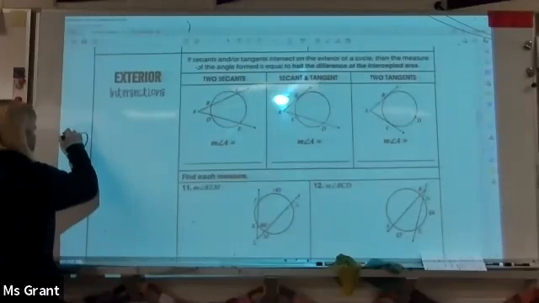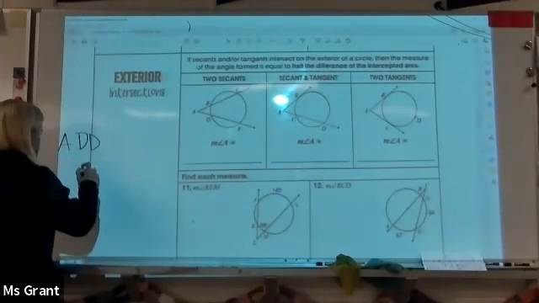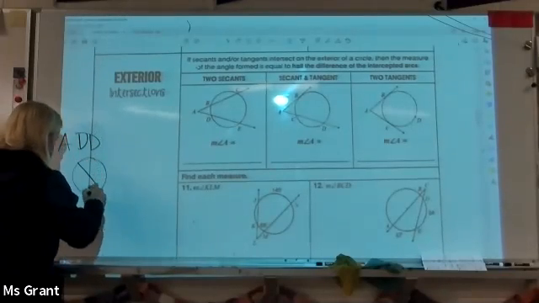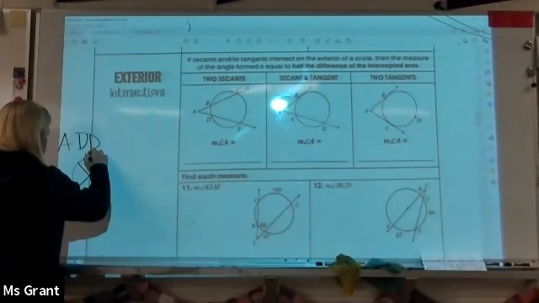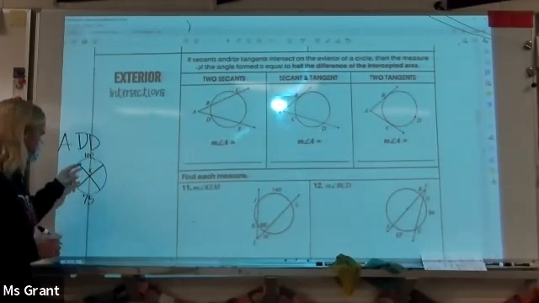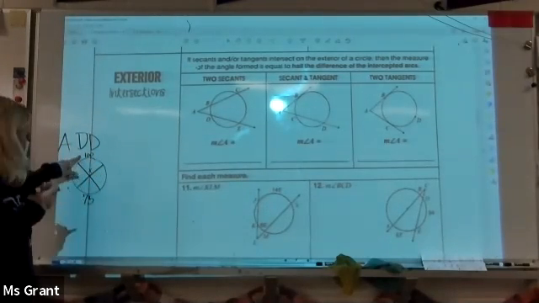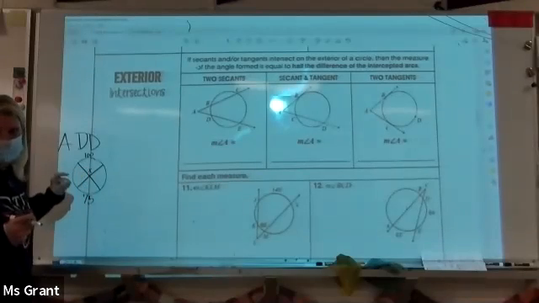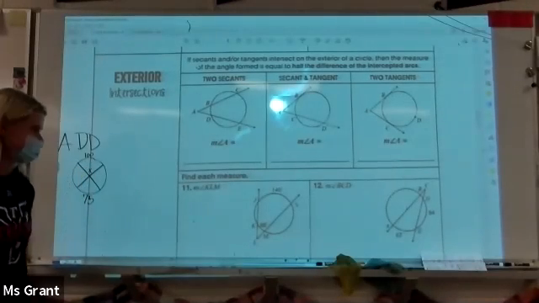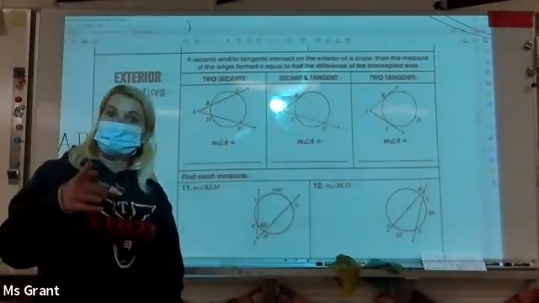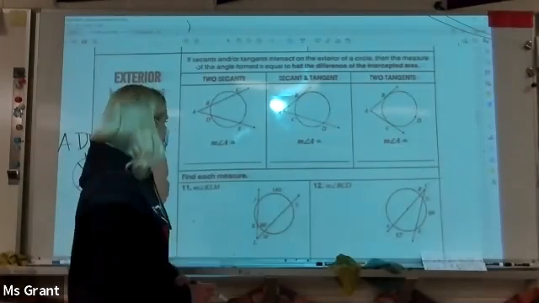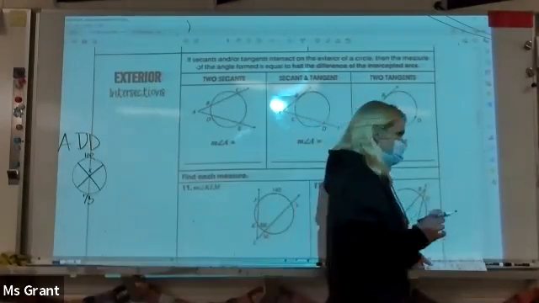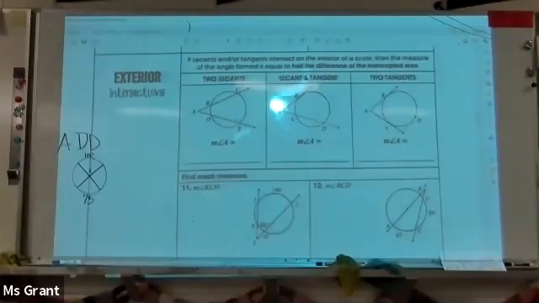When I had something like this was 75 and this was 100, and the X, I added 100 plus 75 cut in half, and that got me X, right? That's what we just did the last lesson. Now I'm going to subtract because the angles on the exterior makes a difference. So here we go.